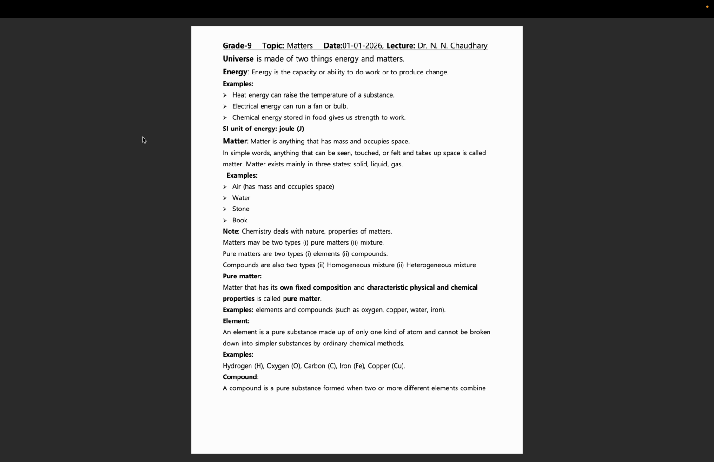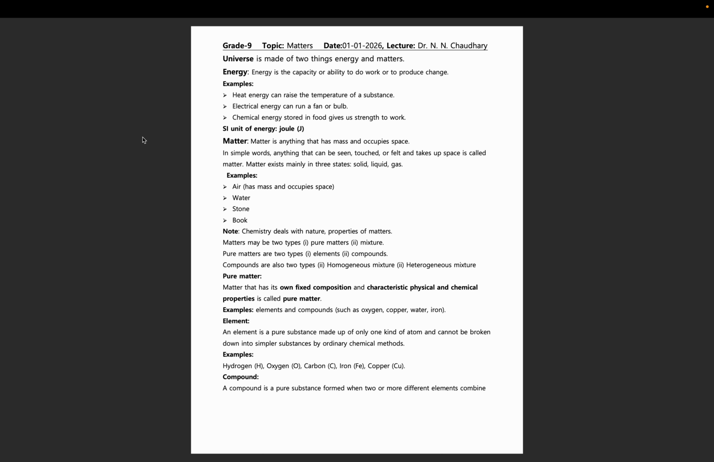Another part of the universe is matter. Matter is defined as anything that has mass and occupies space. For example, air, water, a stone, a book: all these substances occupy space and have some mass. Chemistry deals with the nature, properties, and various other aspects of matter. So here we will discuss matter in detail.